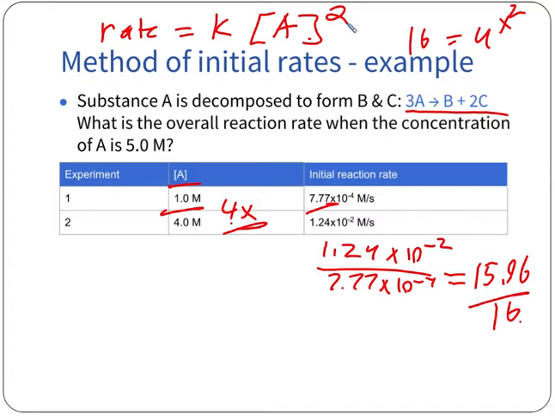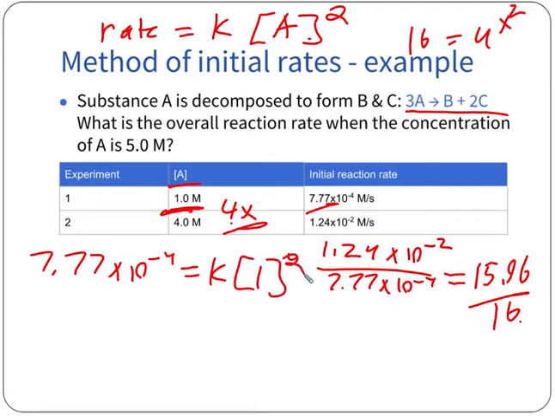Now we got to find what our rate constant is. So we go ahead and say the rate, 7.77 times 10 to the negative 4th, equals K times the original concentration, 1 molar, to the second power right there. And so all we have to do is just go ahead and do that math. Let's see, oh wait, heck, 1 times 1 squared is just 1, so that means K is equal to just 7.77 times 10 to the negative 4th. Well, that was sort of silly. And so that's equal to K.